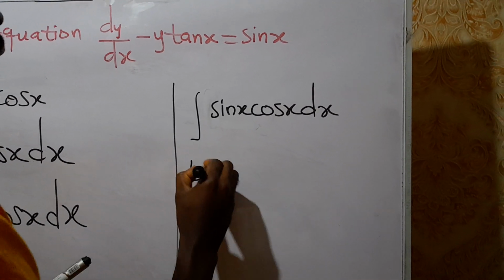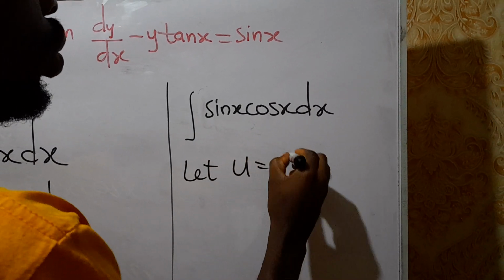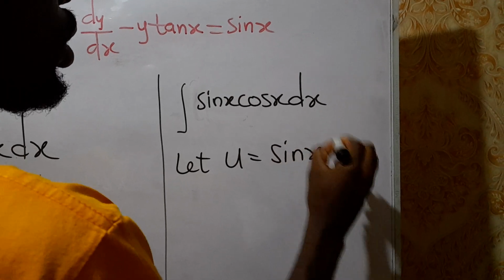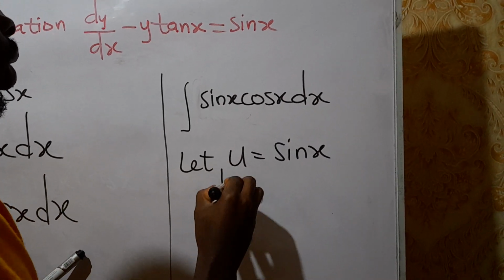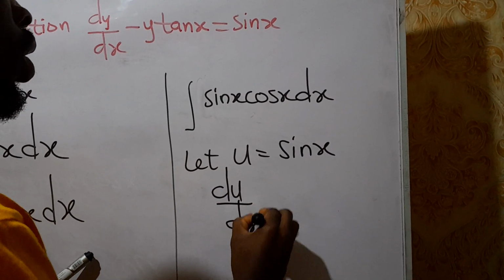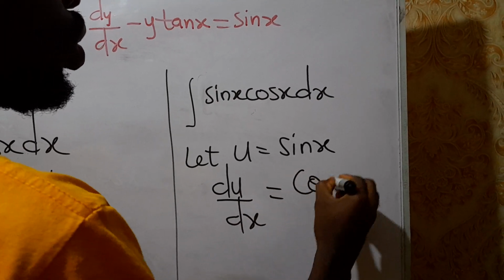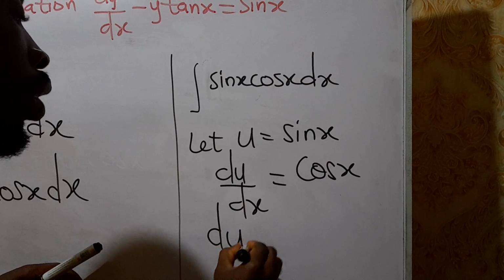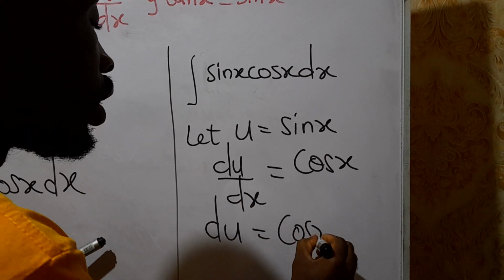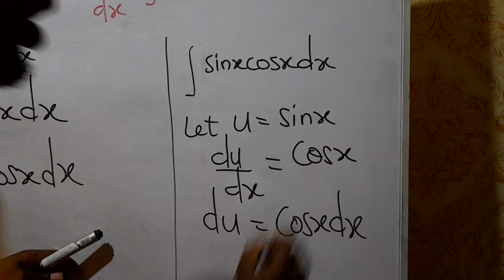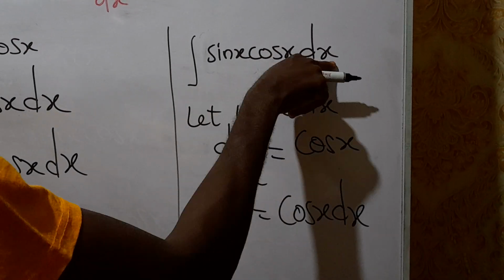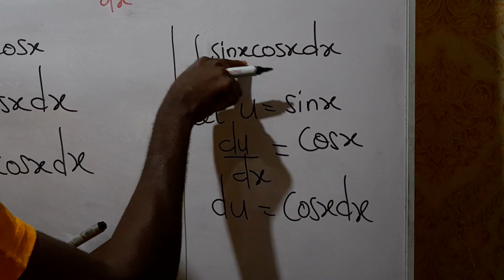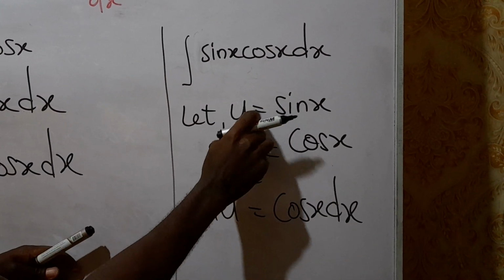So let u be equal to sin x. Now we differentiate: du over dx will be equal to cos x. I'll make du the subject. My du will be equal to cos x dx. So in place of cos x dx, I'll substitute du. In place of sin x, I'll substitute u.